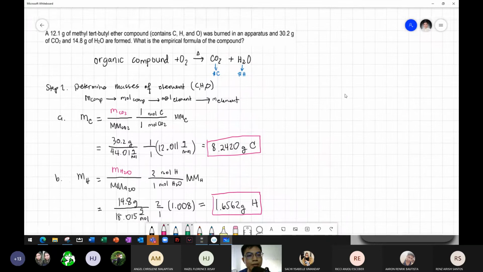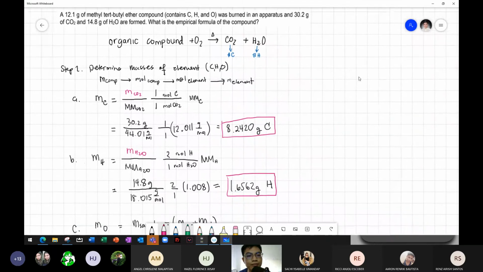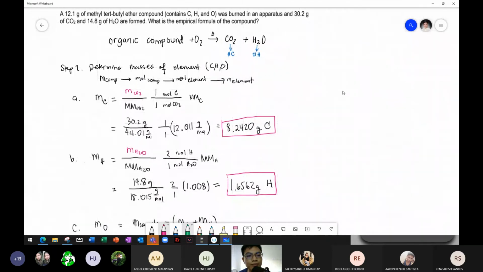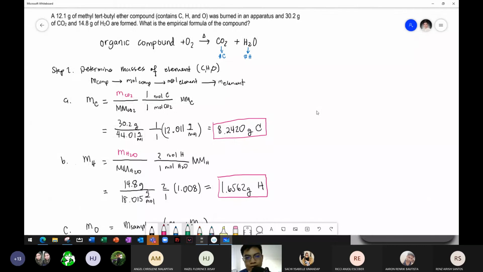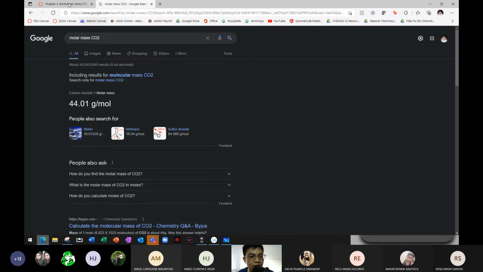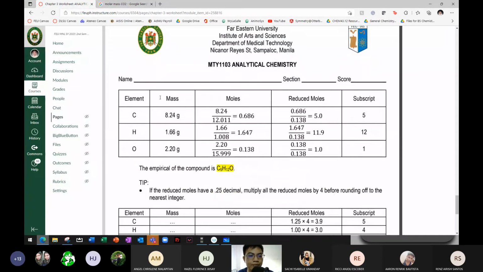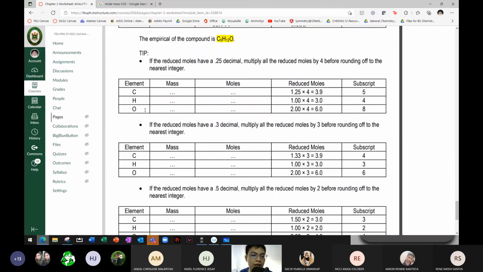So now, what's next? Nakuha na natin yung mga masses nila. Now, we can proceed to get their empirical formula. Ako, just for better organization of our solution, I always ask my students to make a table. Kaya, tignan nyo yung worksheet natin. May tables dyan. Ganito kasi pinapagawa ko sa mga bata. Okay? So, I always tell them to write a table like this.